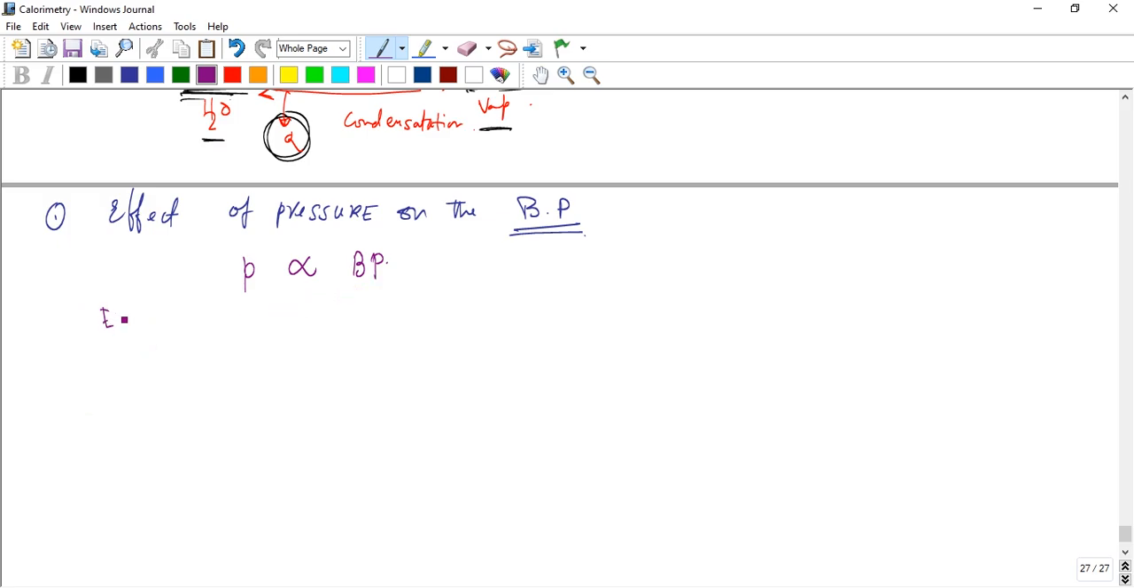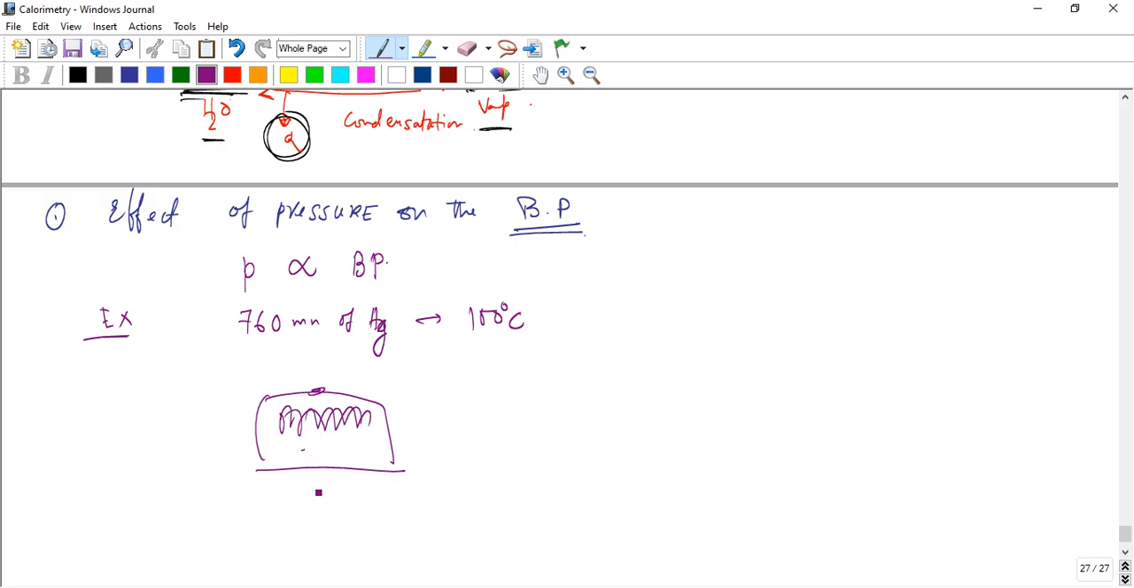Take an example: suppose we have 760 millimeter of Hg pressure. Then the boiling point of water is 100 degrees centigrade. Now consider a pressure cooker. In a pressure cooker, we seal the part, and the pressure increases hugely, almost 1.75 times the atmospheric pressure.